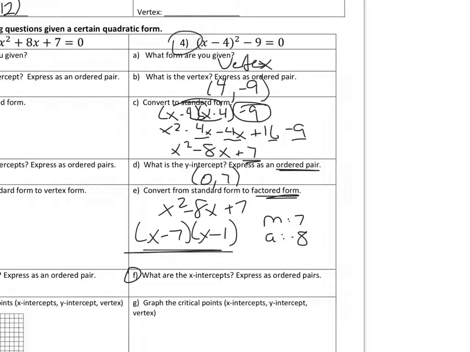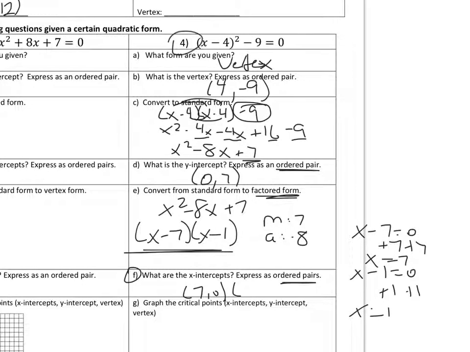Done. And now it says, what are the x-intercepts? So now we can set x minus 7 and x minus 1 equal to 0. Plus 7, plus 7, plus 1, plus 1. So it says express them as ordered pairs. So we have positive 1 and positive 7. So I'll write that as 7 comma 0 and 1 comma 0. Notice that an x-intercept has a y value of 0.